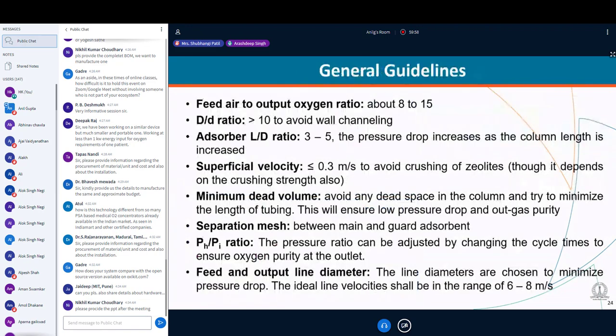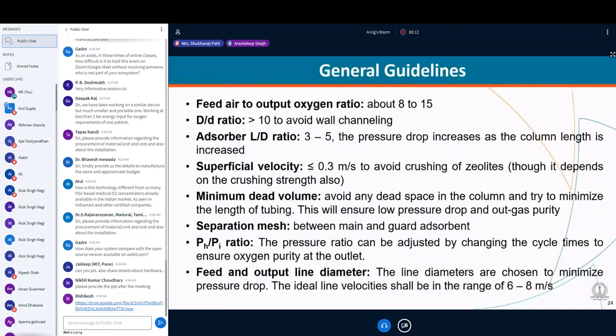Although there were some guidelines that Anand sir has mentioned, I just want to mention some more general guidelines that might be useful for the people who want to build a do-it-yourself kind of system. Generally in separation systems, and particularly for air separation, the feed air to output oxygen ratio is around 8 to 15. For example, if I want 1 meter cube of oxygen at the outlet per hour, I should supply around 8 to 15 meter cube per hour of air at the inlet.